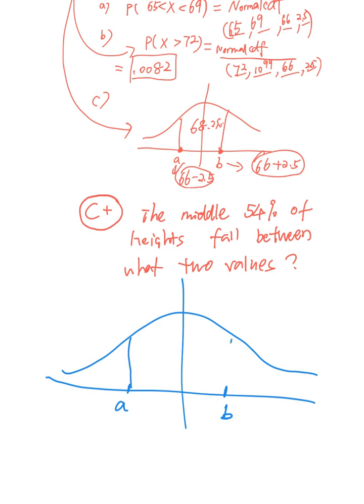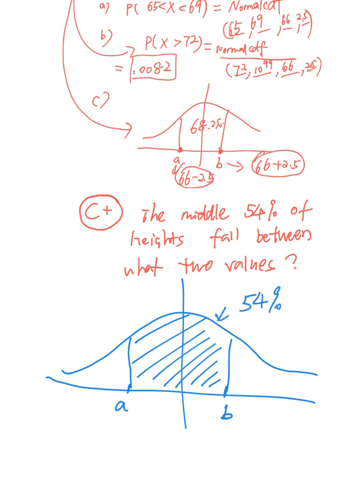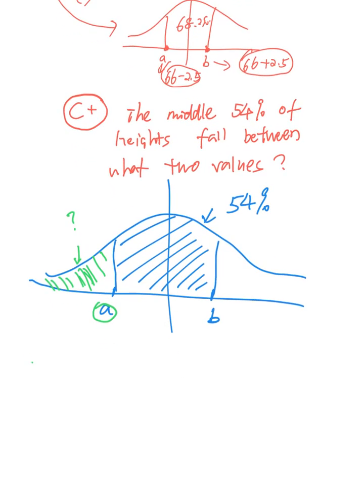The middle, we have 54%. Okay, so we are looking for A, we are looking for B. Now my question becomes, could you find the percentage of this part? If you can find the percentage of this part, the value of A will be very easy to get. The value of A will equal inverse norm of the area for that part.